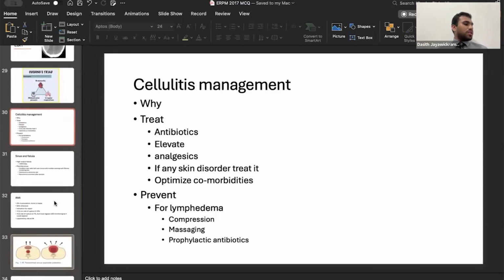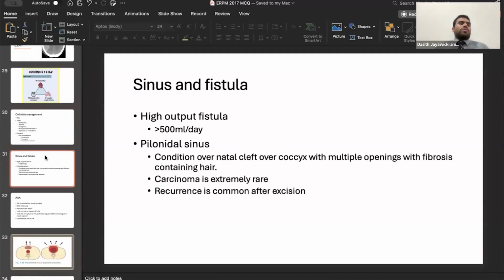Okay. Let's go to the next question regarding sinuses and fistulae. High output fistula is characterized by loss of intestinal fluid in excess of 200 milliliters per 24 hours. What do you think? No, it is more than 500. More than 500 milliliters per day is considered a high output fistula, not 200. And the next statement: pilonidal sinus is a pre-malignant condition.